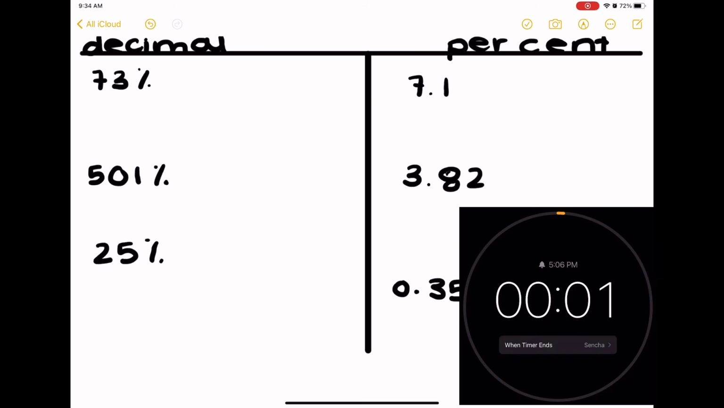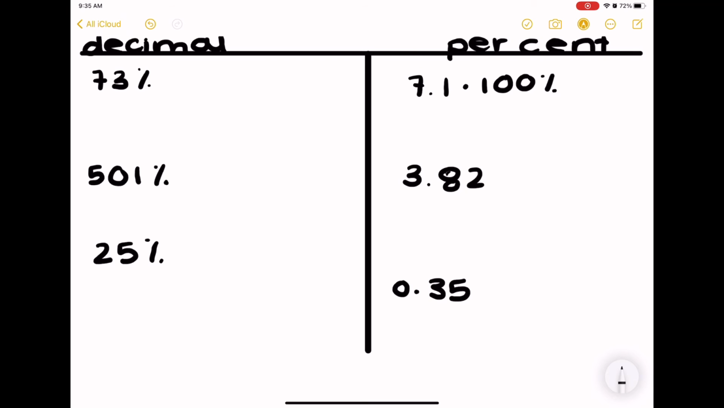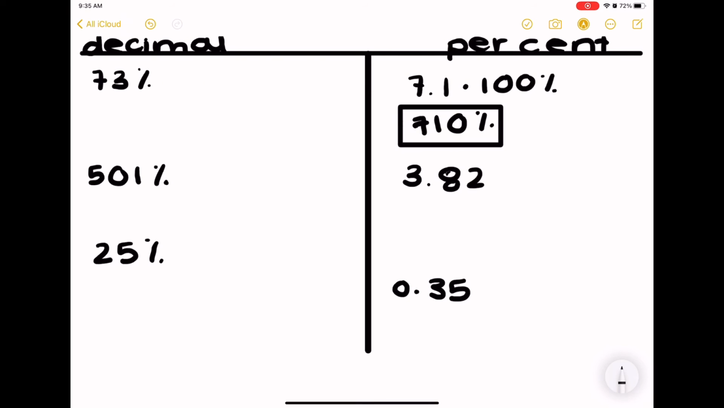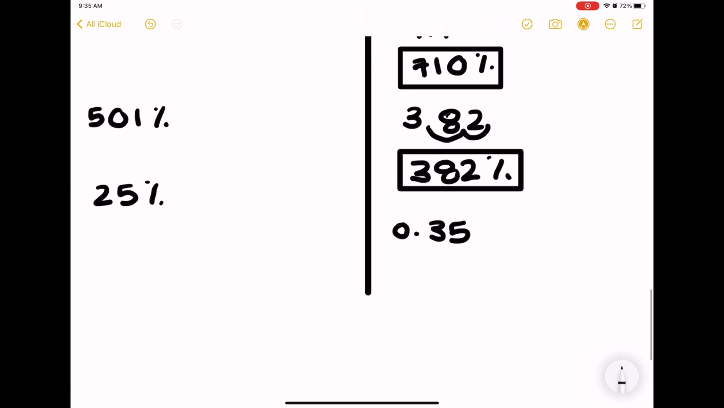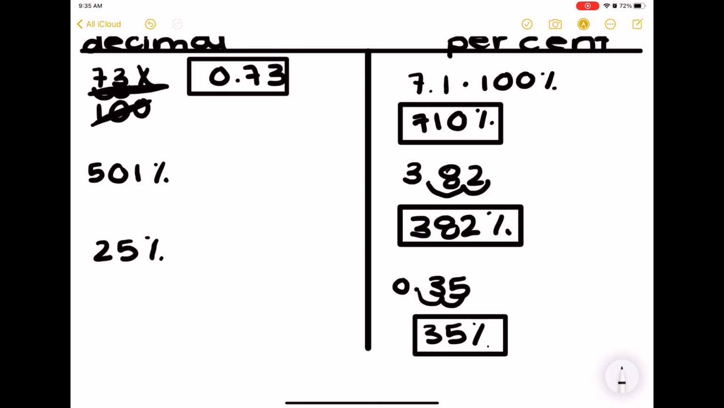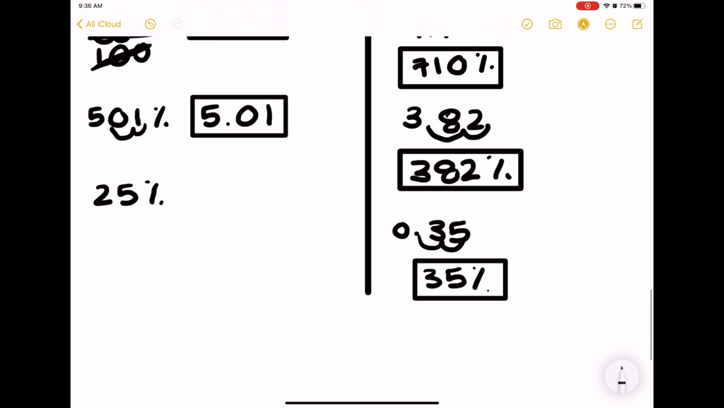Did you do it? Let's check if you got the correct answers. So for 7.1 we can multiply by 100% and we'll get 710%. For the next one, we have 3.82. Move the decimal place 2 times to the right, we'll get 382%. And then we do the same for 0.35 to get 35%. And on the other side, if we divide by 100, we'll get 0.73. Move the decimal place, same thing. For the second one, we have 5.01. For the last one, we have 0.25.